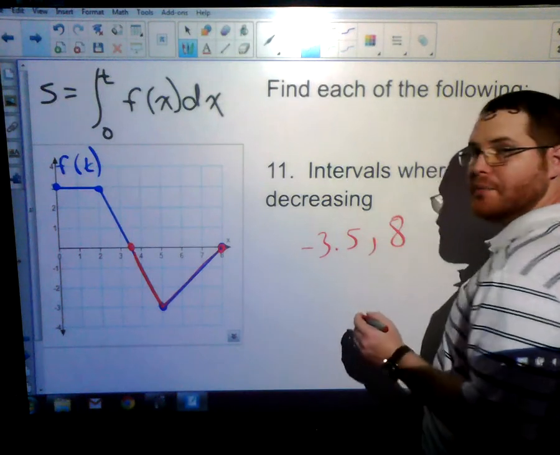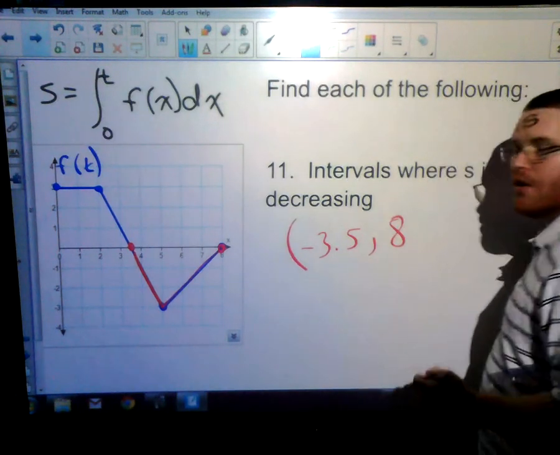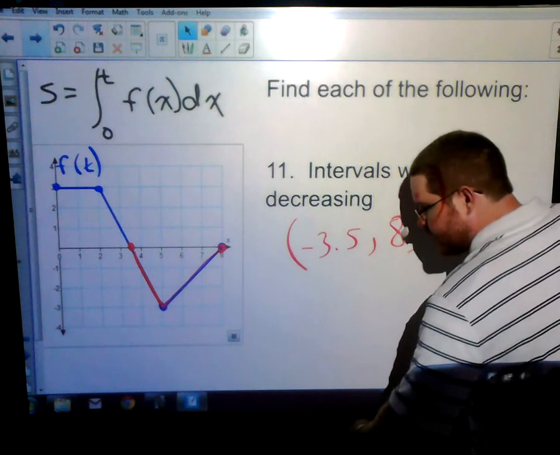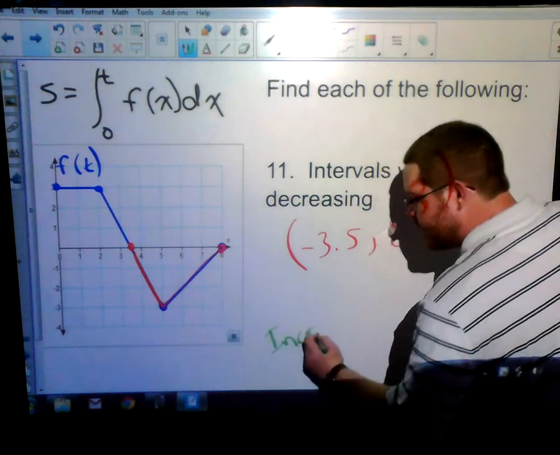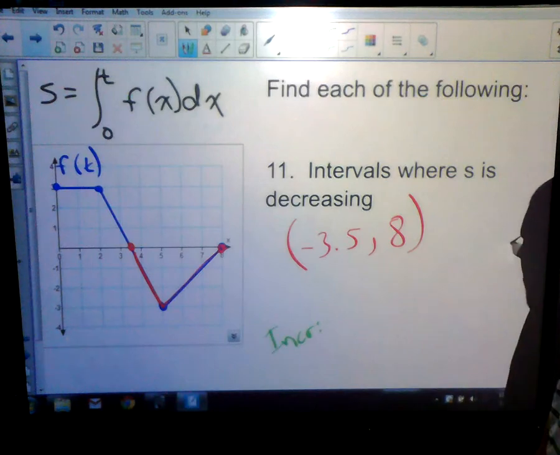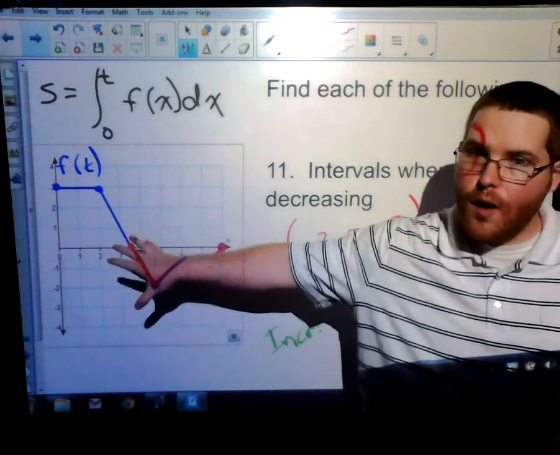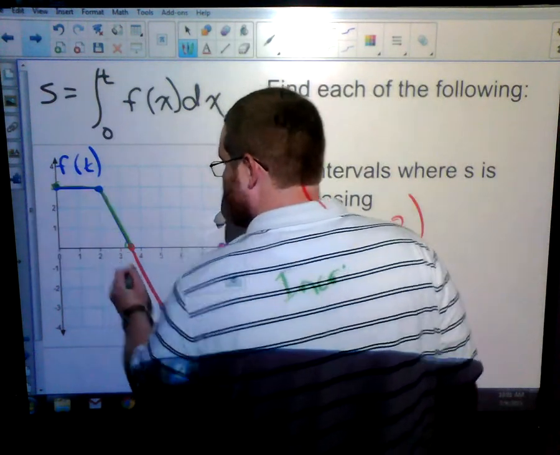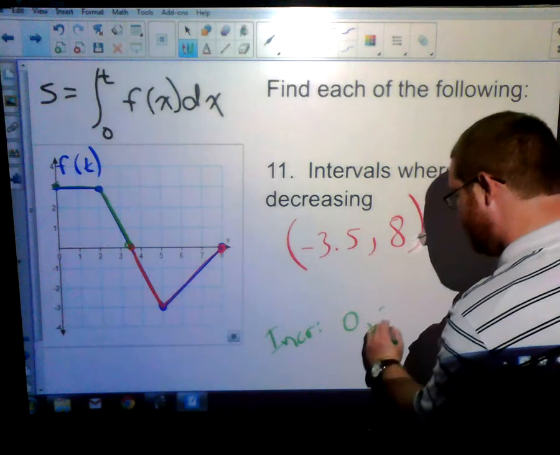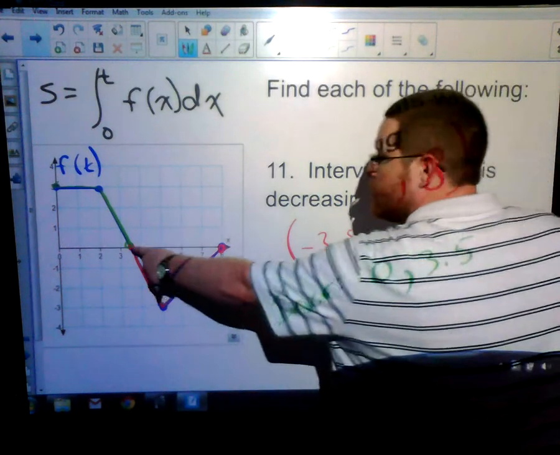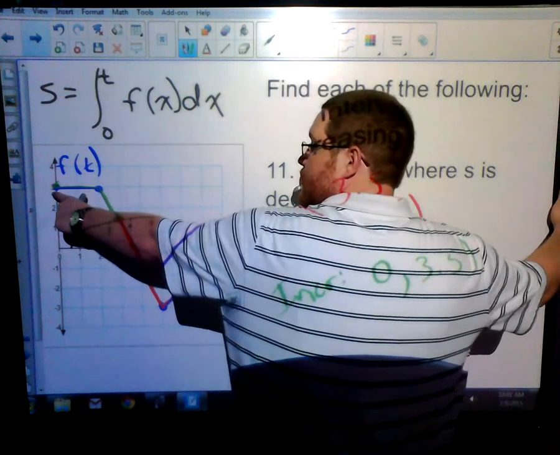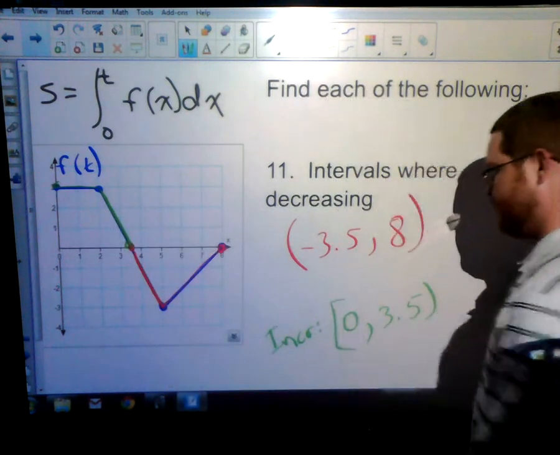Do I include -3.5? No, because it's 0 there. Do I include 8? No, because it's 0 there. If I were to ask the other question, where is it increasing? It's increasing when the velocity is positive. This is the velocity graph. So when is the graph positive? The graph is positive from here to here. So from 0 to 3.5. Do I include 3.5? No, because that's on the axis. Do I include 0? Yes, because at 0 the graph is positive.